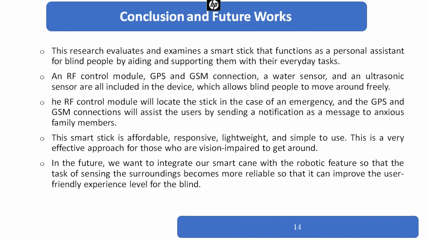The RF control module will locate the stick in case of emergency, and the GSM and GPS connections will assist the users by sending a notification as a message to notify the family members. This smart stick is very responsive, lightweight, and simple to use. This is a very effective approach for those who are vision impaired to get around. In the future, we want to integrate our smart cane with a robotics feature so that the task of sensing the surroundings becomes more reliable, so that we can improve the user-friendly experience level for the blind.